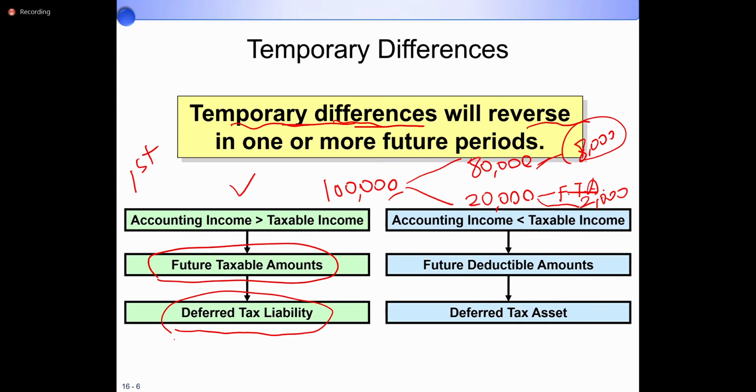Excuse me? Yes, go ahead. Why do you need to save $20,000 for future pay? Why don't you pay right now at the same time with 80,000? As we talked about at the beginning, we have two systems, right? We have accounting, and we have a tax code. These two systems have some differences. That's why the accounting income is not the same as taxable income. In this case, accounting income is 100,000, taxable income is 80.